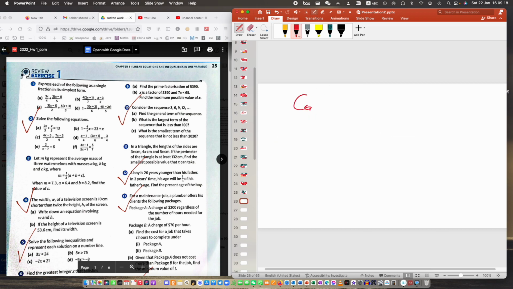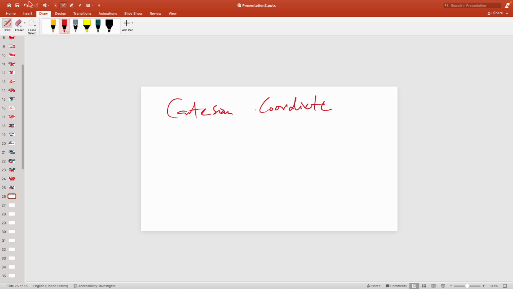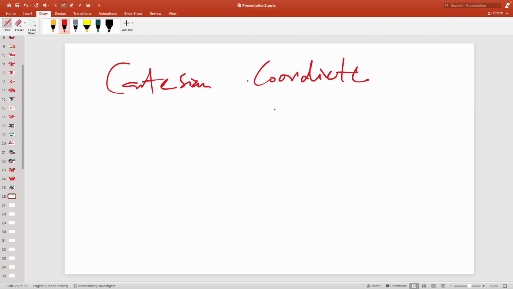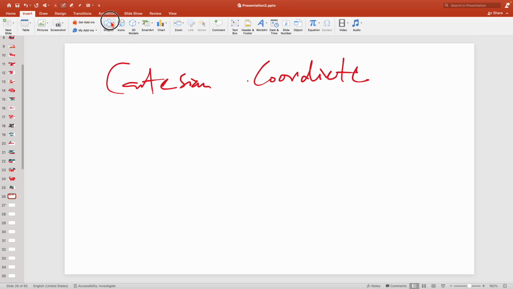They call it coordinates. Cartesian coordinates. Cartesian coordinate. You know what's the meaning of this? No. Okay. Cartesian coordinate means you are going to talk about, you have the x-axis and the y-axis.